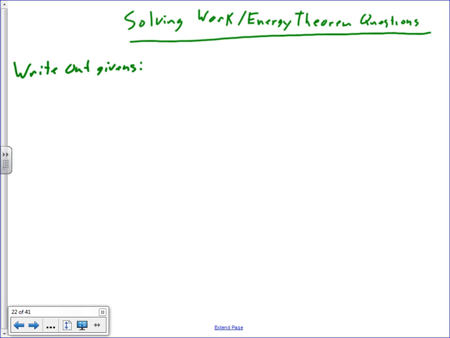We do that with any kind of problem-solving question. So that's not even really the first step. It's just something we always do. But the first step for a work energy theorem question, once you have the givens written down, is it possible then to tell which kind of energy is changing? What are the two kinds of energy that we dealt with? Gravitational potential energy and kinetic energy.